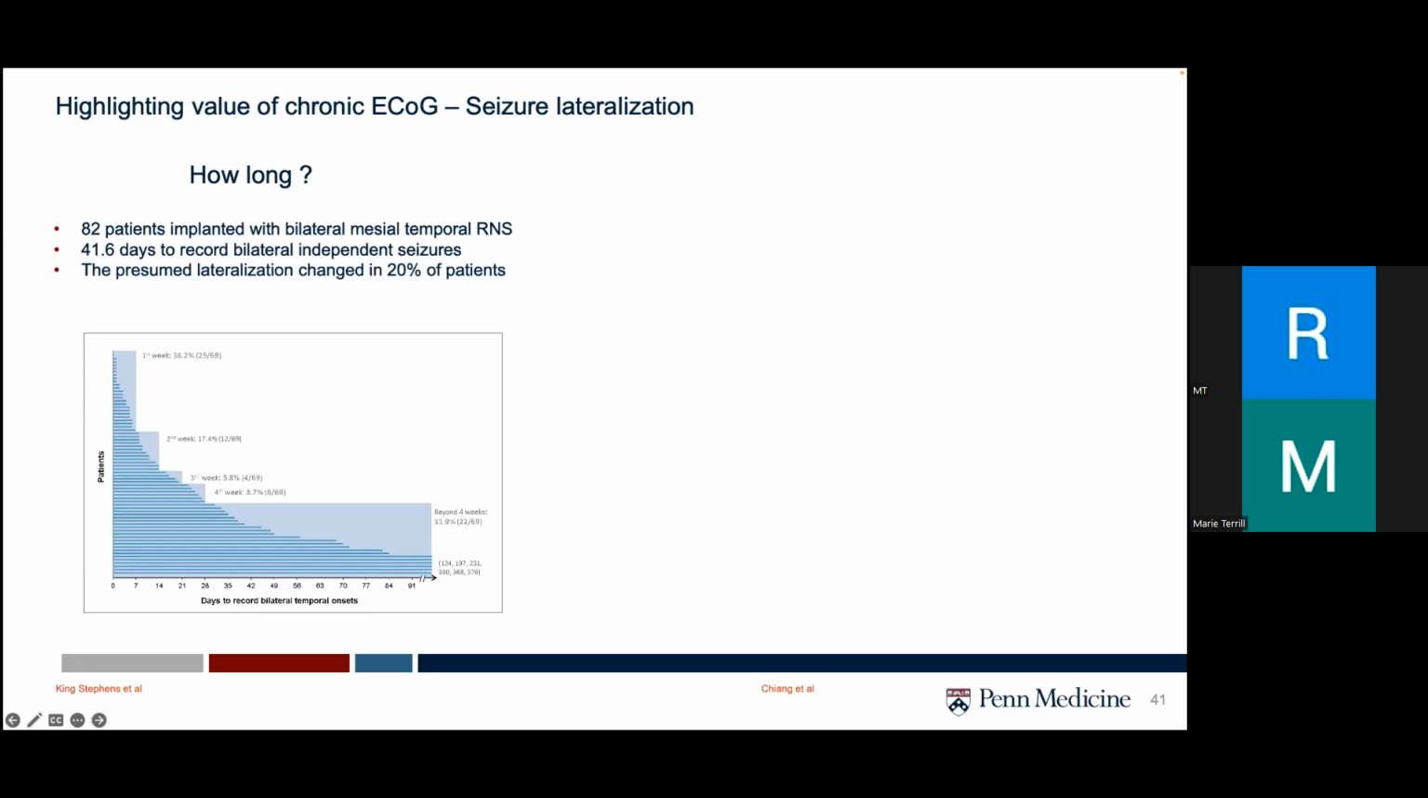bilateral disease. So this was a study I think everyone's familiar with, which looked at 82 patients where bilateral mesial temporal RNS was implanted, and they were followed for a period of about 4.5 years. The study revealed that the average time it took to record a bilateral independent seizure was about 41 days, and that the presumed lateralization changed in 20% of the patients, as in patients who were previously thought to have bilateral seizures had a unilateral preponderance and vice versa. So the study emphasizes the importance of long-term ECOG monitoring in accurately determining your seizure lateralization and understanding the dynamics of your seizure activity.